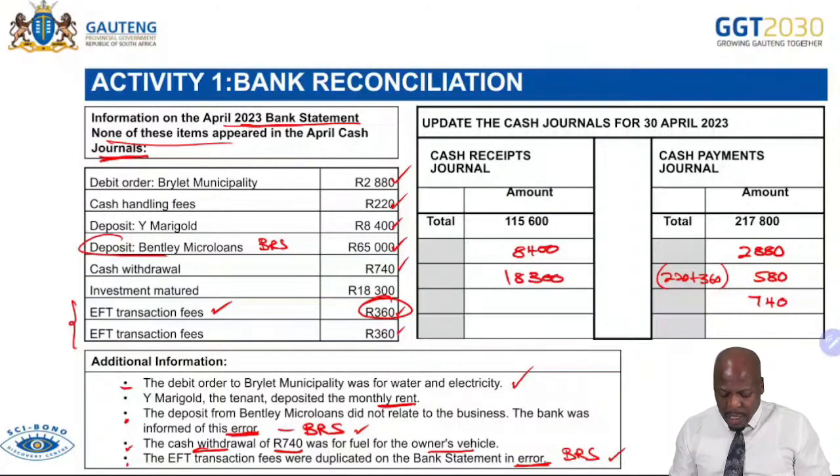All right. So what we have done so far is we have recorded amounts that appeared in the bank statement, but did not appear in the journals. Let's see if we go to more information and then see if there's anything else that we can record. Remember, we have amounts that we indicated we're going to record in the BRS. So let's go and record those amounts in the BRS.